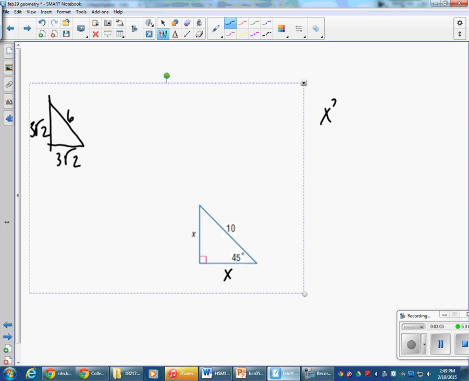This would be x squared plus x squared equals 10 squared. So x squared plus x squared makes 2x squared equals 100. Divide by 2 on both sides. x squared equals 50.